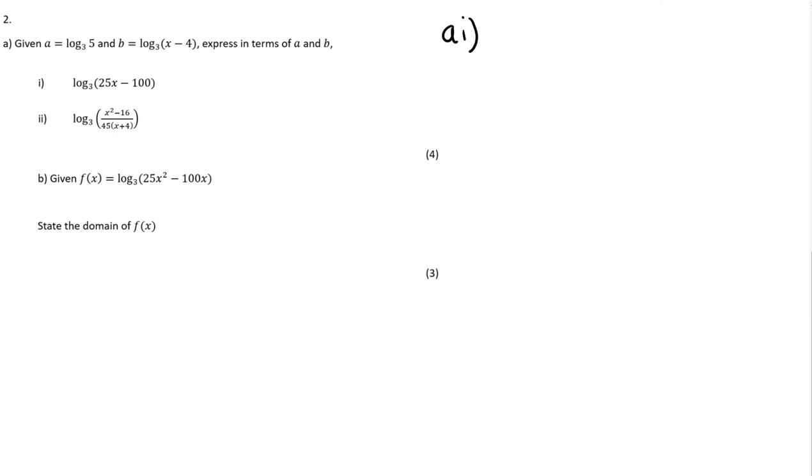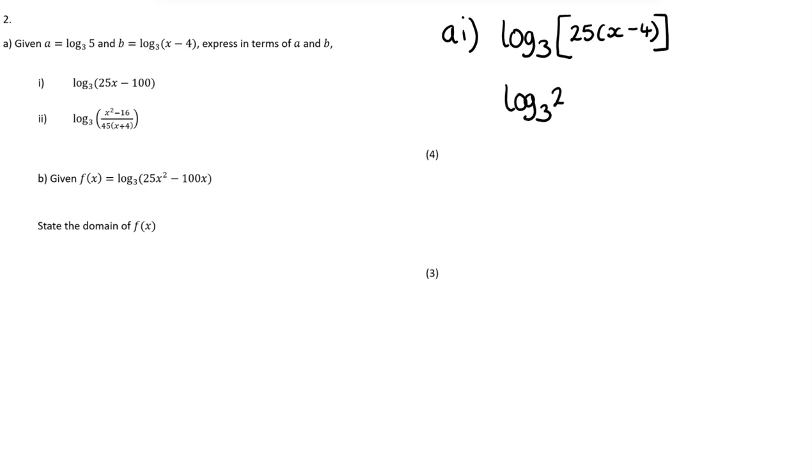We've got log to base 3 of 25x minus 100. What I'm going to do is first start off by factorising the 25x minus 100, as so. And then we can realise that the x minus 4 is related to what I've been given for b. And we'll actually see how 25 is also related to this.